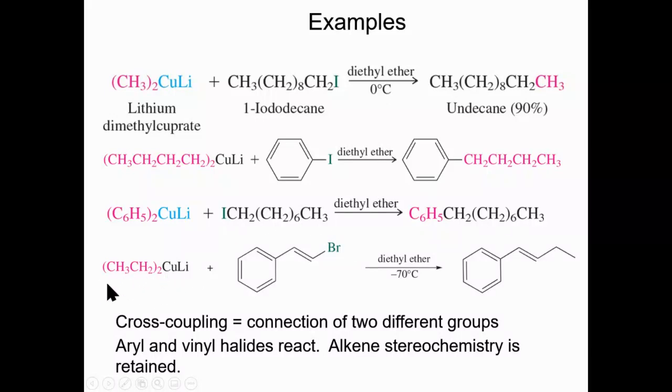And here is basically the example. You have a primary alkyl group in the Gilman reagent combined with a vinyl halide on the electrophile side, also works. Okay. And for the reaction, the solvent generally used is an ether solvent, diethyl ether or THF, they all work. And when you have a vinyl halide as the electrophile, the stereochemistry in the C=C double bond is retained.